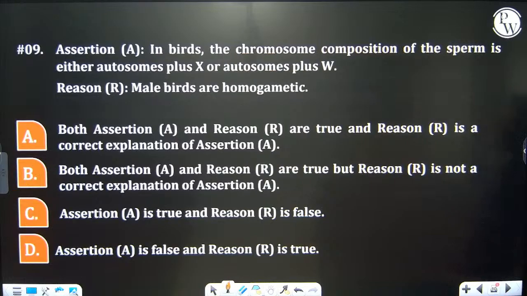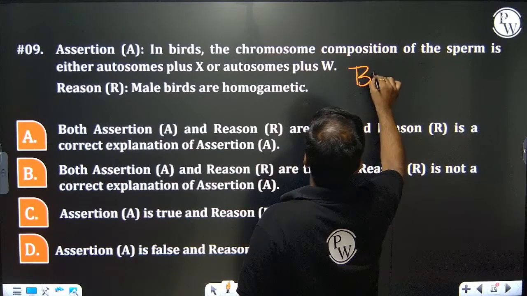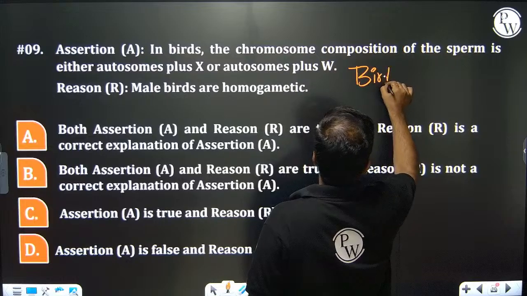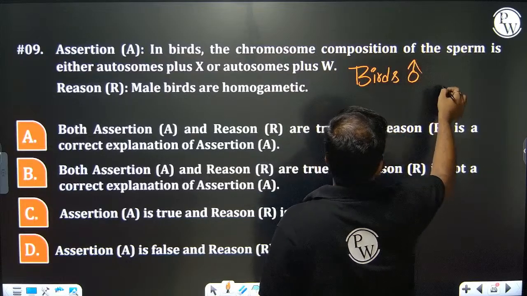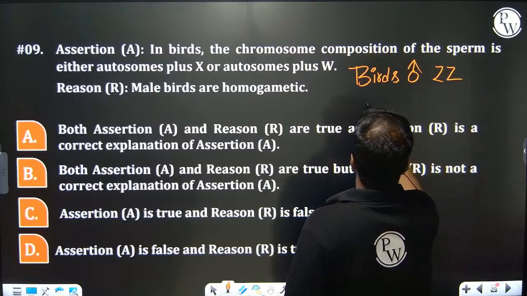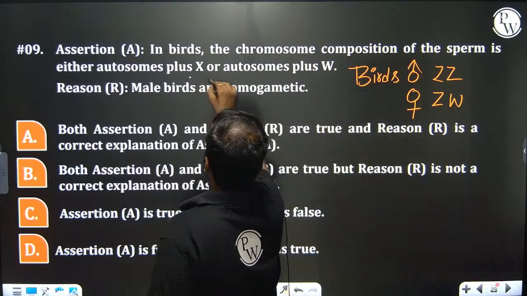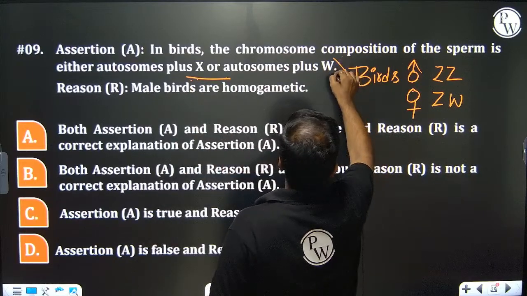Next question. In birds, the chromosome composition of the sperm is either autosomes plus X or autosomes plus W. He's talking about birds. So in birds, males are homogametic, that is ZZ, and females are ZW. So the X thing is not there, so this is false as a statement.